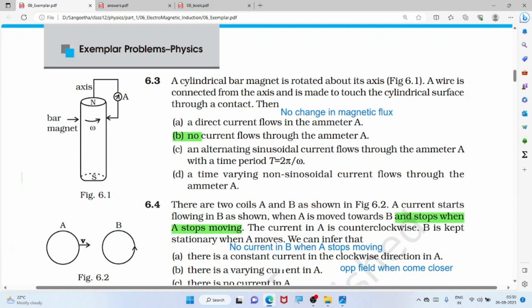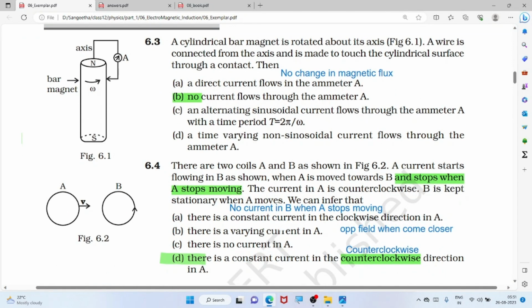A cylindrical bar magnet is rotated about its axis. A wire is connected from the axis and is made to touch the cylindrical surface. Then a direct current flows in the ammeter connected here.